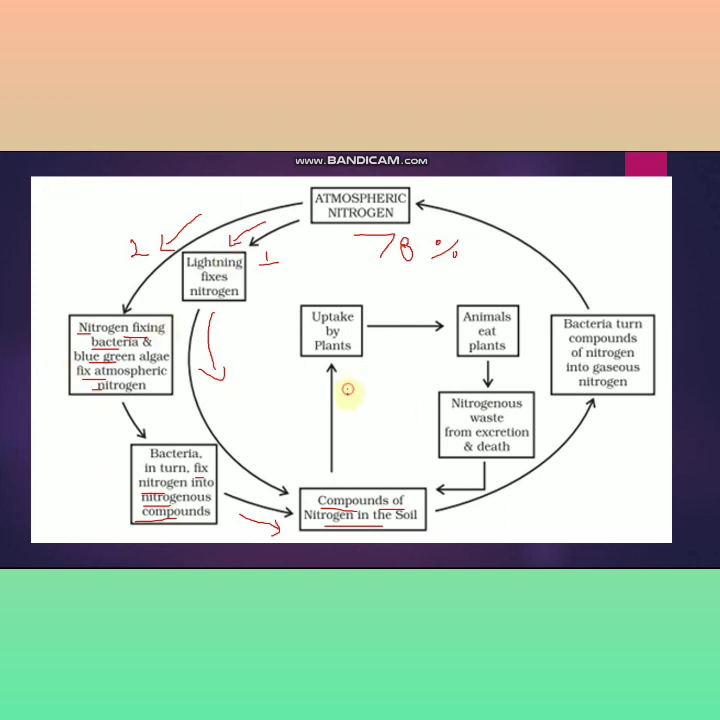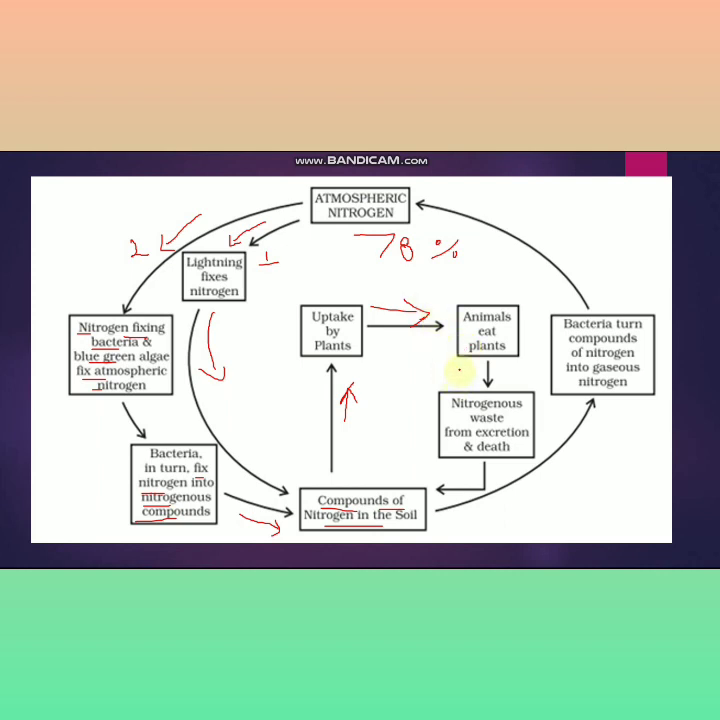Now the plant will take up this nitrogen from the soil and use it in different processes to make different types of plant products which contain protein. Now this plant is taken by the animal. Plant products are taken by the animals. So the nitrogen is transferred from plant to animal.